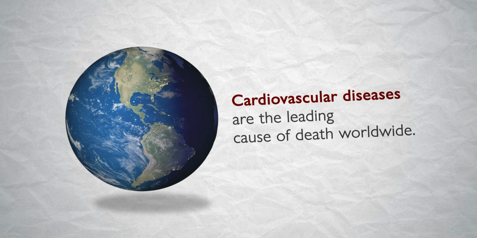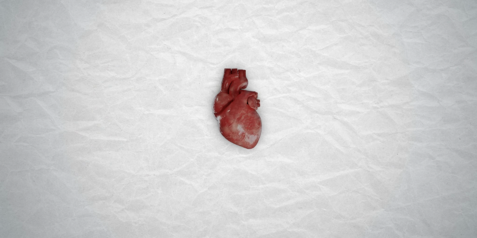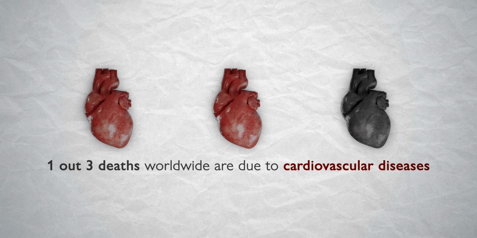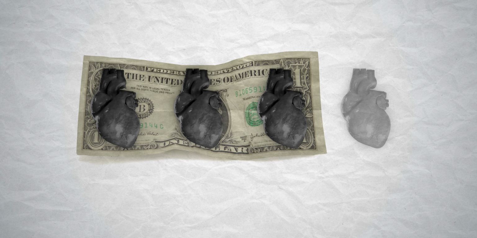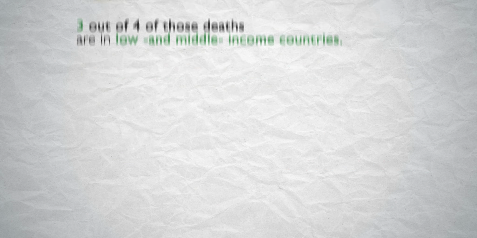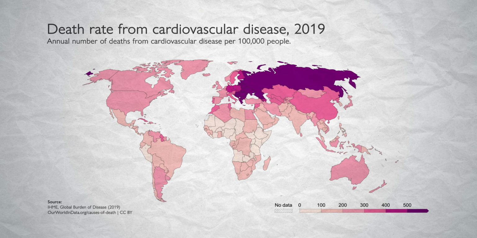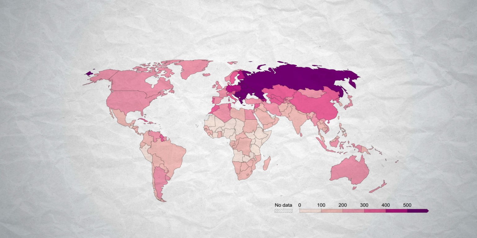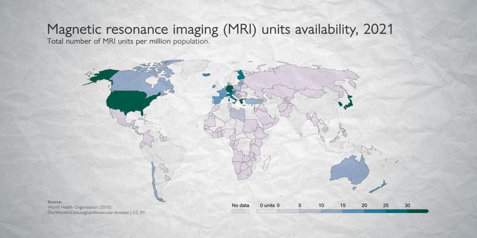These diseases are the leading cause of death worldwide, and it's estimated that 1 out of 3 of us will die due to one. The problem is that 3 out of 4 of those deaths are in low and middle-income countries. If we look at the map showing the worldwide death rate from cardiovascular diseases, we notice the same pattern. But how does the availability of diagnostic tools, such as MRI, look? Here, we see a harsh reality. The regions most affected by these diseases are the ones that are also less able to assess them.